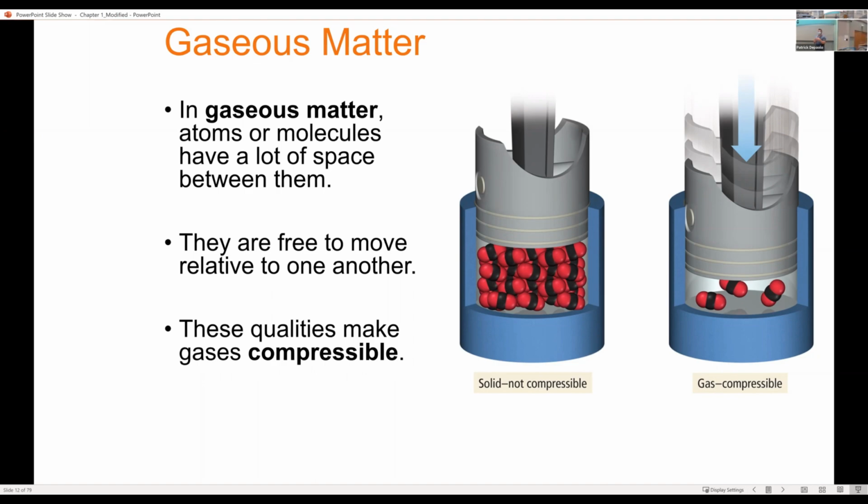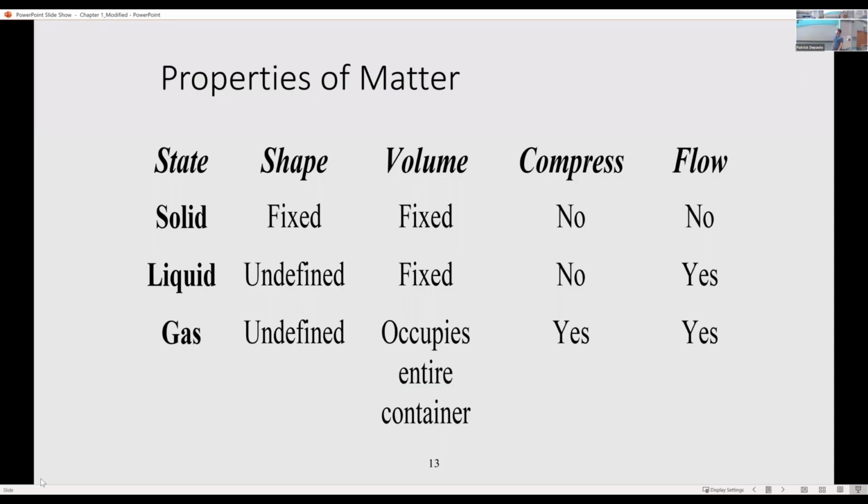That's like one law, but we're going to be learning a whole chapter on that. But if you didn't follow that, no big deal. I didn't even follow what I just said. But yeah, so they're compressible. Cool. Okay, so here's just a summary of solids, liquids, and gases.